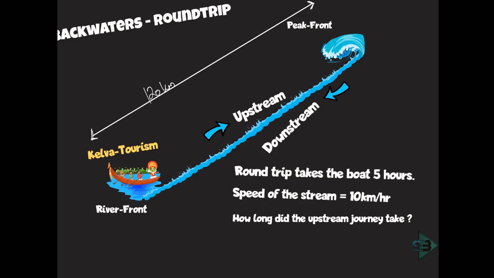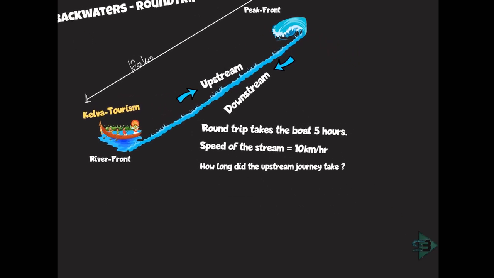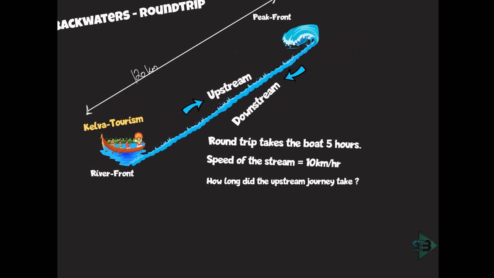Speed of the stream is given to me as 10 kilometer per hour. So I know S, speed of the stream, is 10 kilometer per hour. How long did the upstream journey take? So I'm being asked the time for this upstream journey. Time is equal to distance upon speed. I already know the distance. I need to know the speed. And what will be the speed for upstream? B minus S. I also know what is S, speed of the stream. All that I need right now is the speed of the boat. If I know speed of the boat, then my problem is solved. So let's go ahead and find speed of the boat with whatever is given to us.